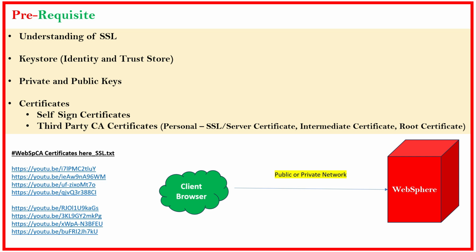So the traffic could be from the public network. Along with that, you can have a private network as well. For example, as I said, you may want to configure the SSL for your admin console. The admin console we do not allow to access from the outside, from the public network. So for that, you will always have to go from the private network.